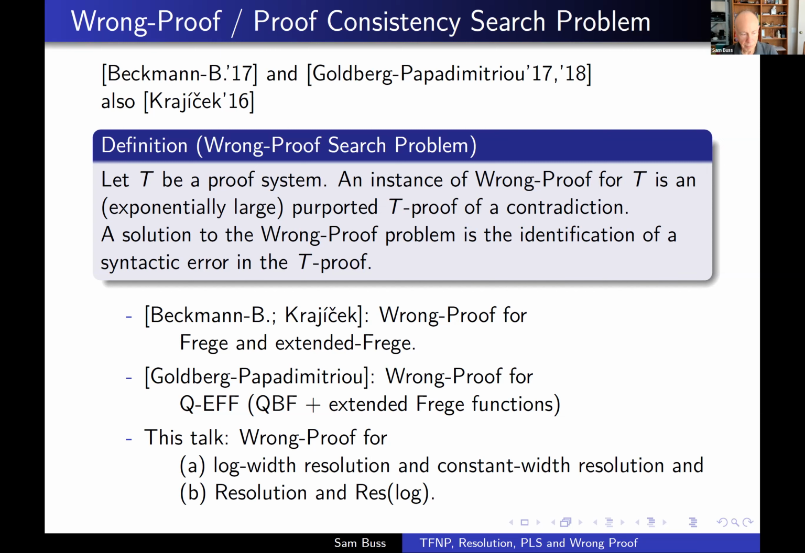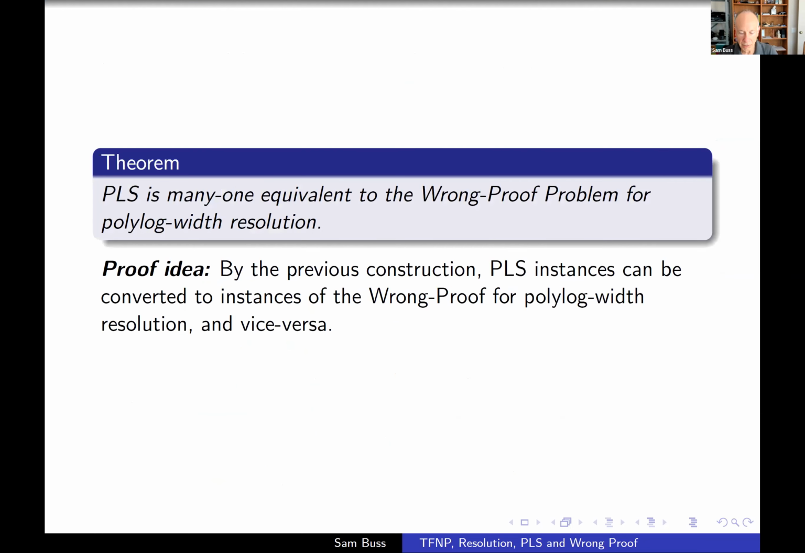Okay. So the first comment is that PLS is many-one equivalent to the wrong proof problem for polylog-width resolution. This is almost exactly the previous proof that I gave already. I showed that something has a poly-width resolution refutation if and only if it's solved by a PLS problem. If you do that construction, you get the equivalence: the wrong proof problem for polylog-width resolution is in PLS and it's many-one complete for PLS. Okay, good.